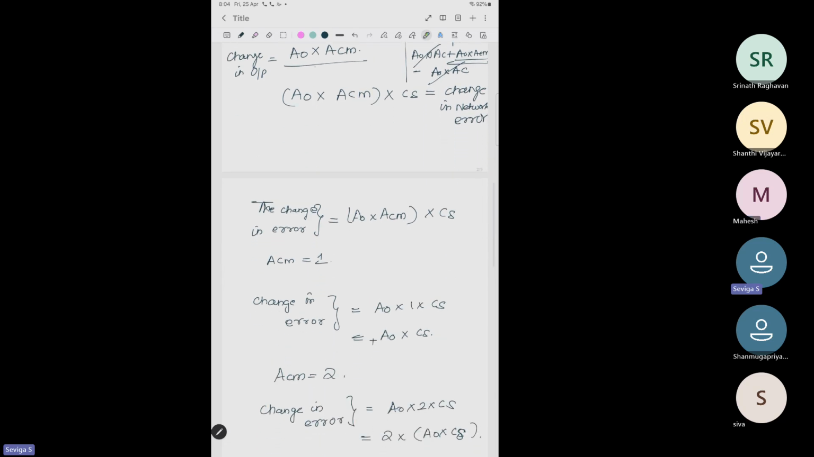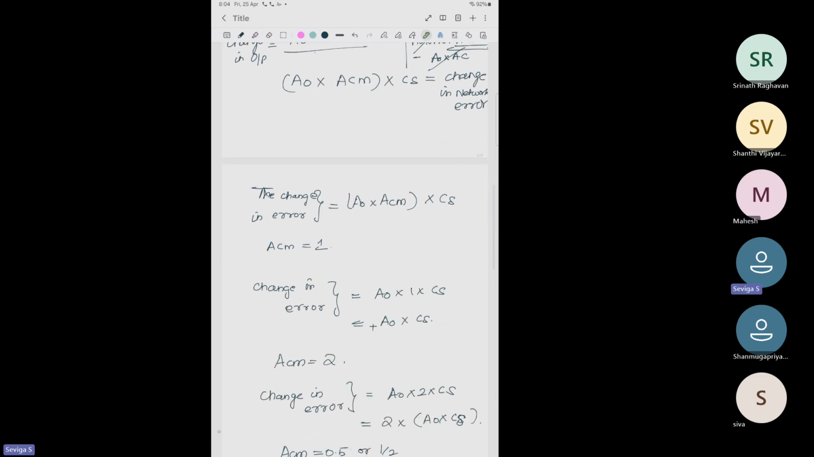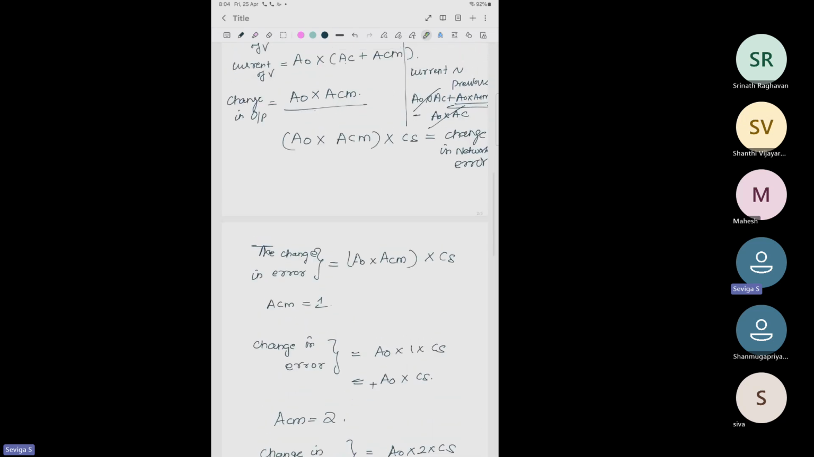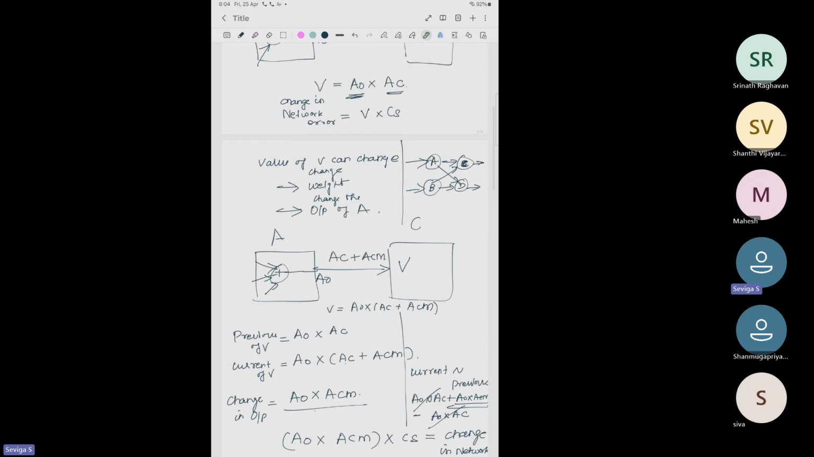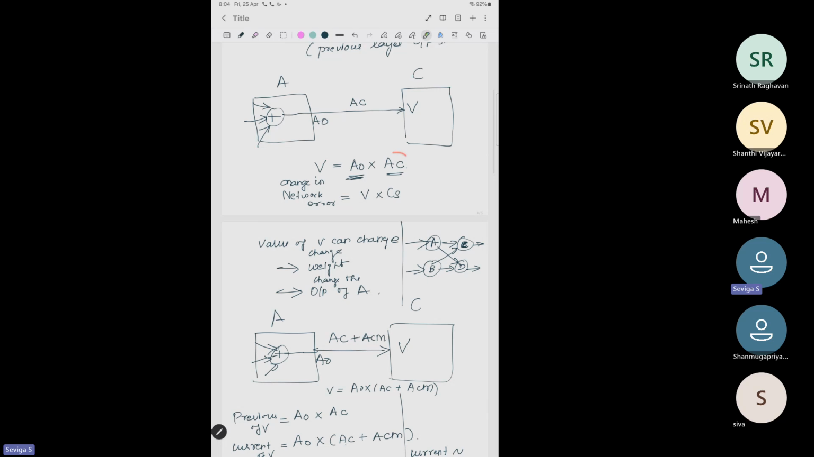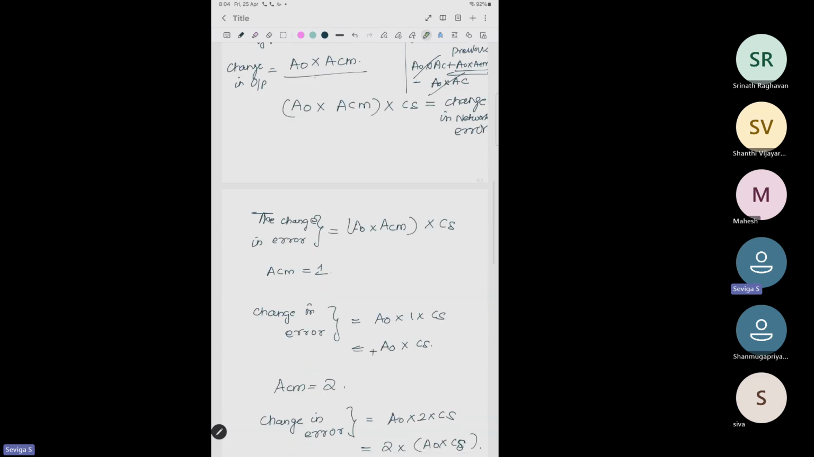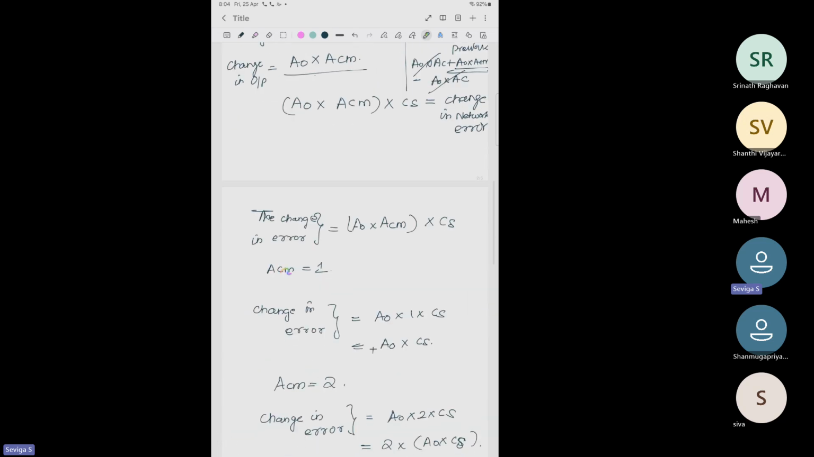Now we are going to play with a small analogy to understand this. The whole process is that by changing the weights here, we can change the network error. We are going to see how it is possible with some small examples. When the weight change is 1, how much does the error change? The error changes by A naught into AC.